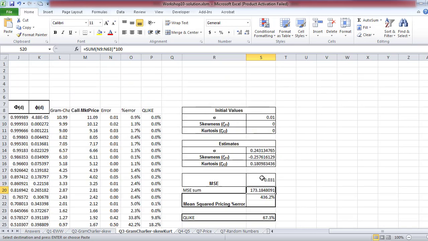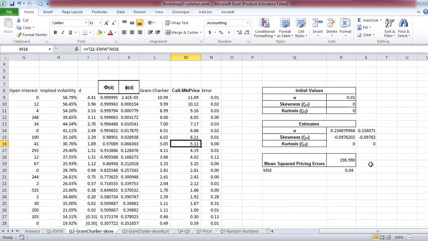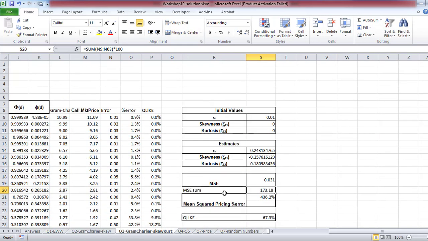Question number 3 is going to repeat exactly the same thing with the same Gram-Charlier model, but now we're going to include kurtosis. So you see that the mean squared error in this case decreases to 173 when we include kurtosis, and when we only had the skewness, it was 196. So including kurtosis actually improves the fitting of our model.